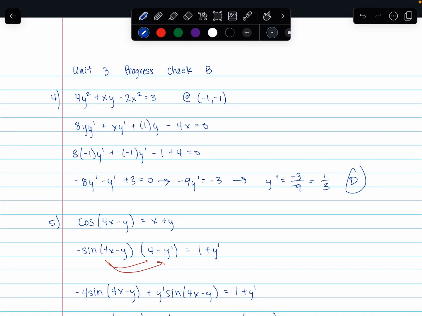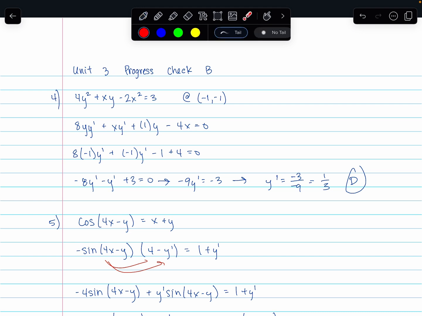Hey guys, this is going to be a video for the second progress check of Unit 3. Kind of different from the ones I've done before. Usually I just explain what you're supposed to do, but considering this is implicit differentiation and it's just weird, I'm just going to go over my answers, alright?